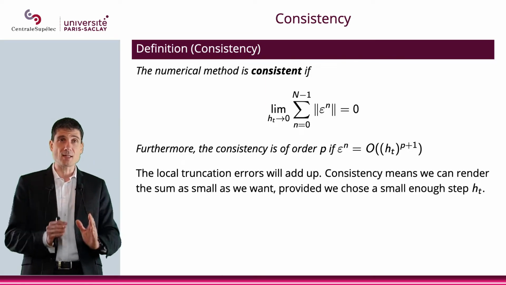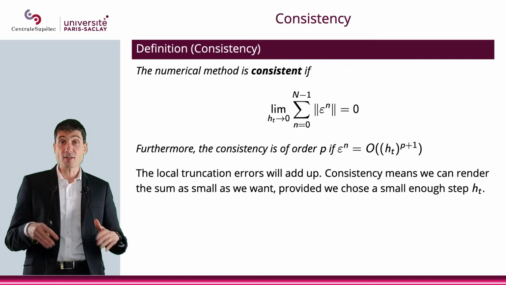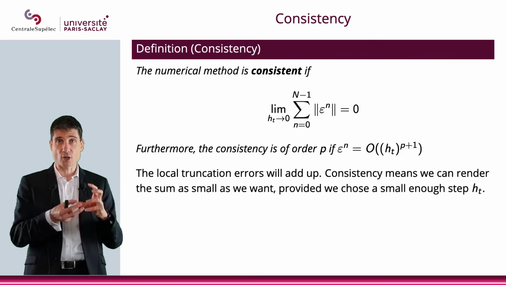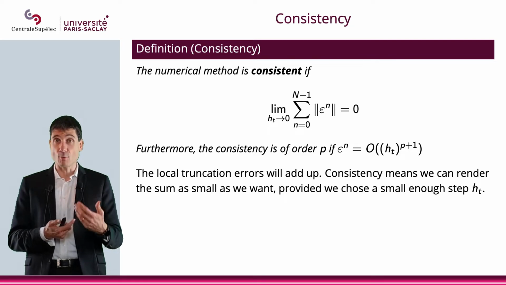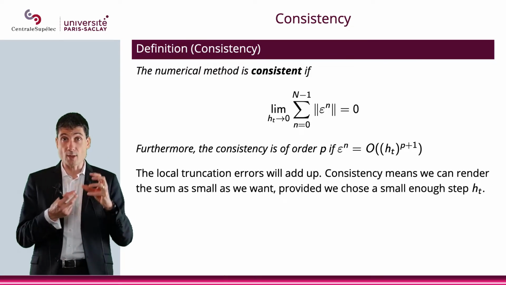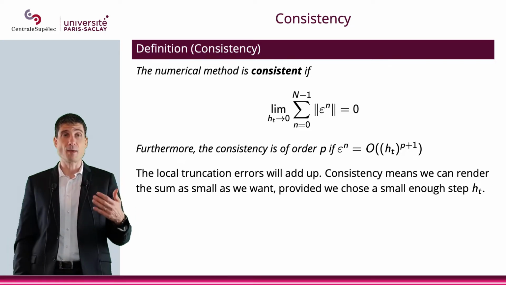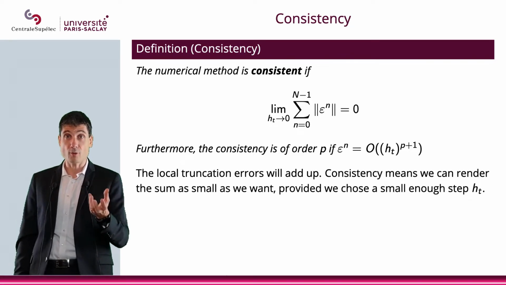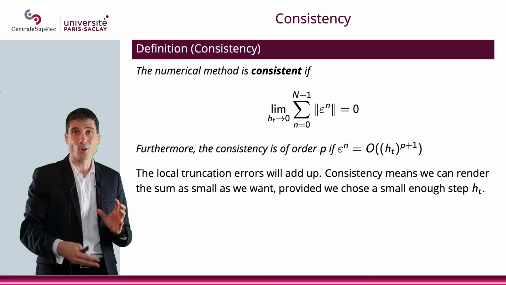Okay, so what does this mean? It means that obviously we have local truncation errors at each step, and obviously they will add up. Now, the consistency means that we can render the sum of these local truncation errors as small as we want, provided that the step h is small enough. So you see, when the step goes to 0, what it should do is get our local truncation error really going to 0 if we want to have a numerical method that is consistent. And as you see, the local truncation error has to not only go to 0, but it has to go to 0 fast enough to compensate for the fact that you have more and more local truncation errors that will add up.